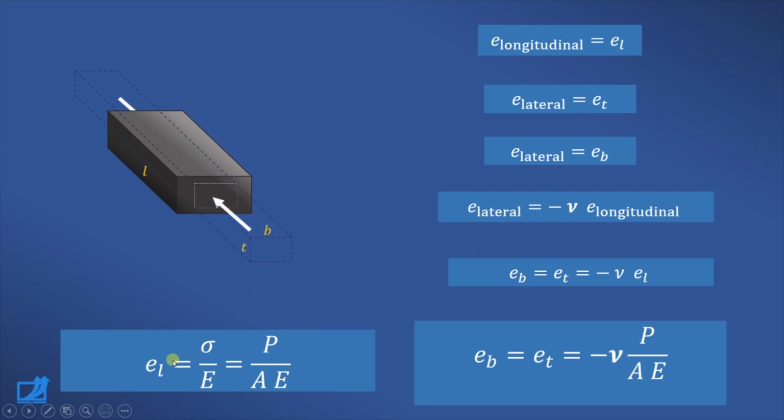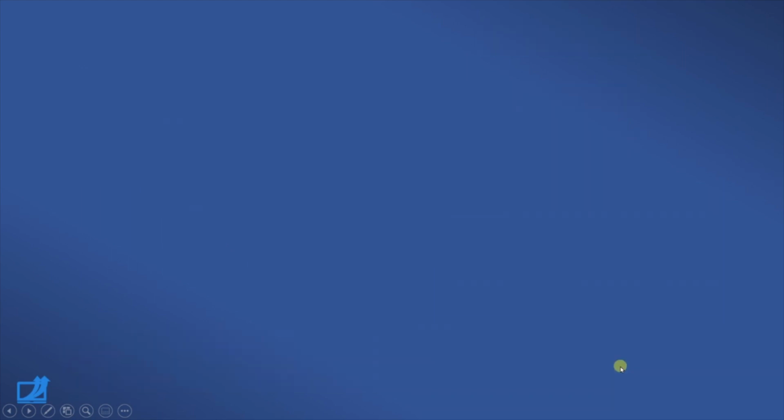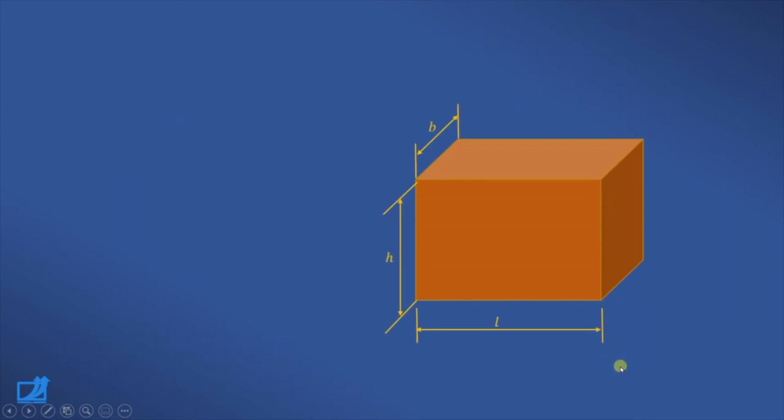So again remember, longitudinal strain is P upon AE, and lateral strain, in this case strain perpendicular to the line of force, that is strain in width and strain in thickness, is nu times P upon AE. Now here is a bar. Under action of forces, dimensions change, and because dimensions change, the volume of bodies changes. As an example, we have considered here a rectangular block. Change in volume divided by original volume, that is volumetric strain.